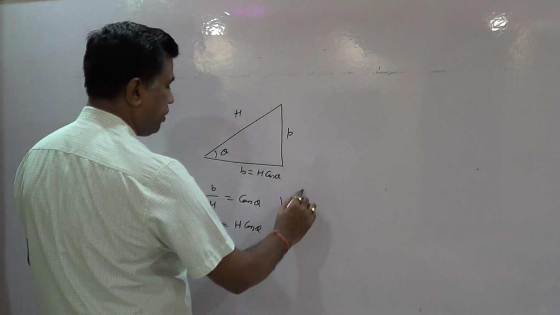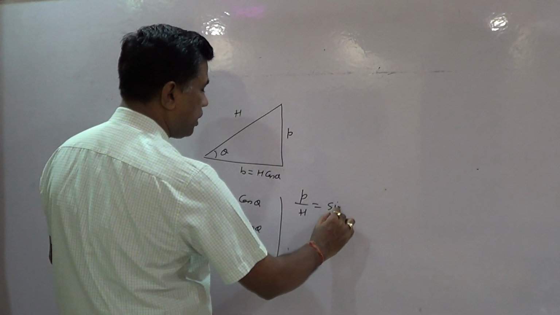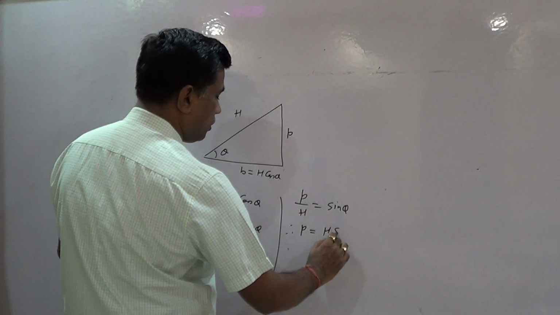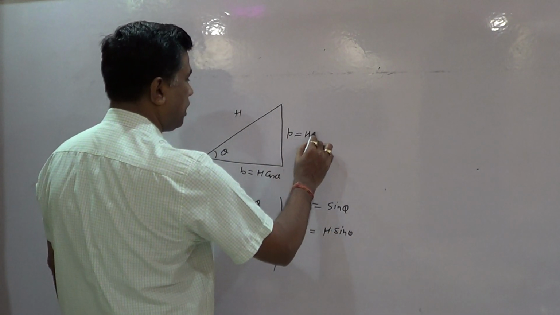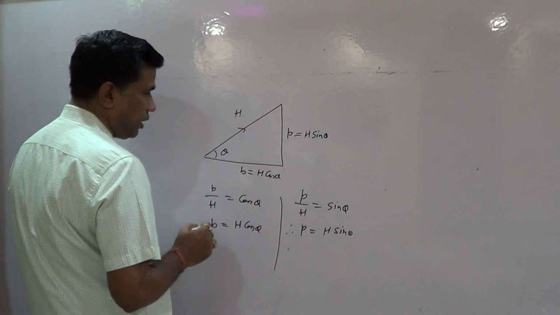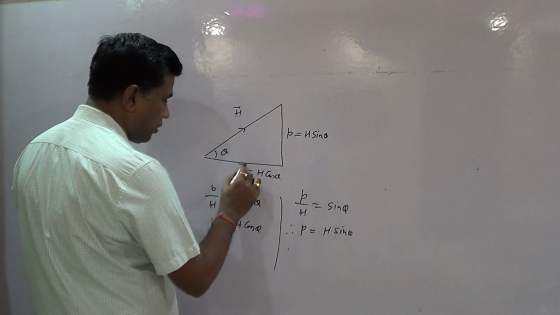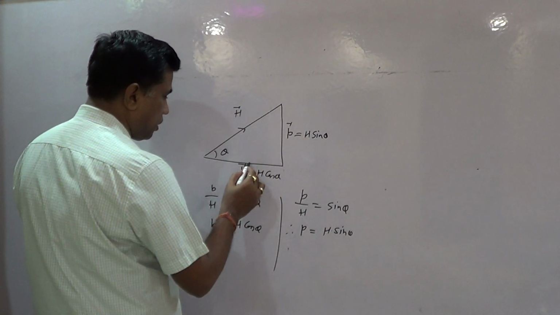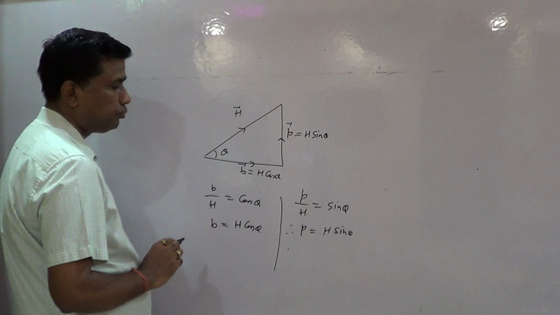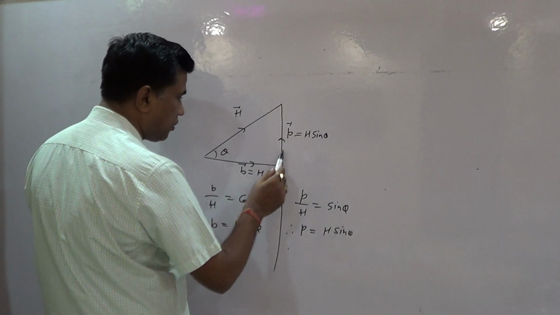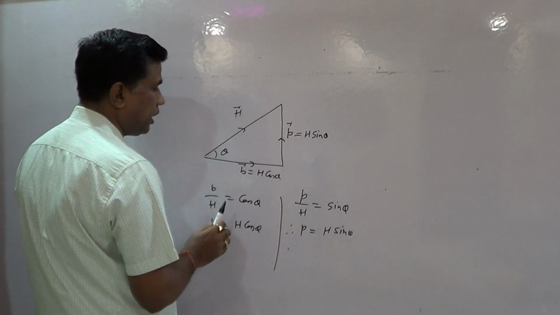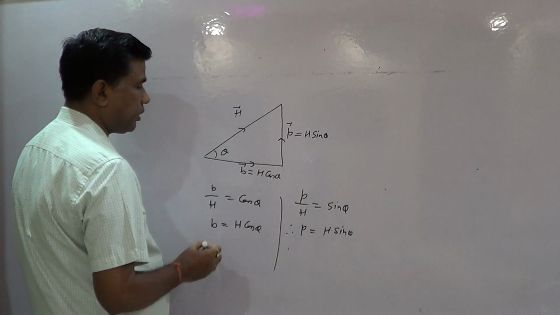In the same way, perpendicular by hypotenuse, p by h, is equal to sin theta. So this p is what? h sin theta. So in place of this p, one can write h sin theta. If this vector is vector h, this vector is vector b, this vector is vector p, then if we add vector b and vector p, because at the head of vector b the tail of vector p is added, we can find vector h. So this is the resultant by the triangular method.